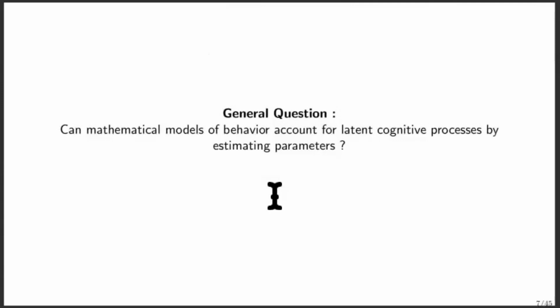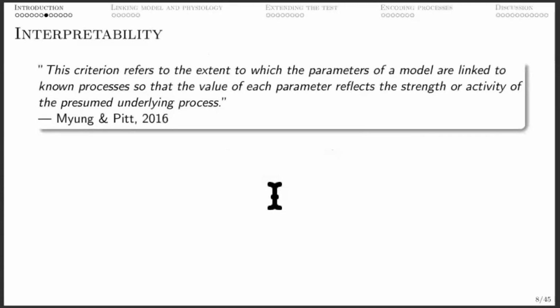But the general question of the thesis is the following. Can mathematical models of behavior, such as the one I presented to you, account for latent cognitive processes by estimating parameters on behavioral data? Well, this is the question we're going to try to answer, and some have already tried to provide answers. This notion of interpretability is defined by Myung and Pitt as the extent to which the values of a parameter refer to the value of the cognitive processes it is sought to capture. So when my parameter does vary between conditions, is it because the underlying process is indeed varying between conditions?